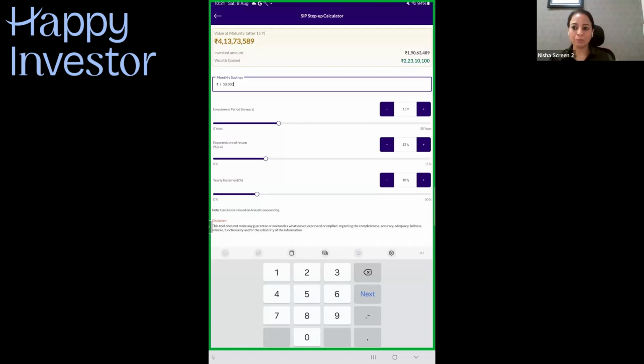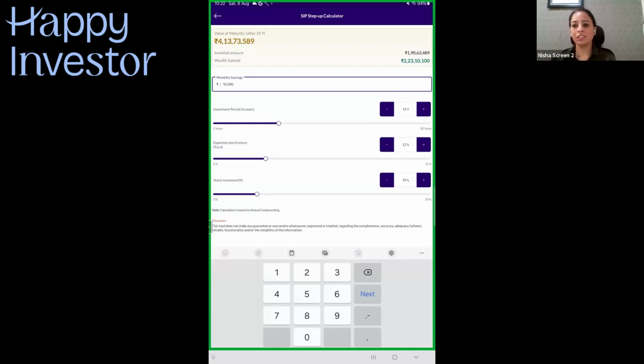So can you see the difference, that the value at maturity has just doubled in case of the step-up SIP? In the regular SIP, the corpus that we were generating for the same period was approximately 2.37 CR, whereas in the step-up SIP, the value at maturity after the same period is 4.13 CR. So that's the difference. Since you are investing a little more every year, your investment amount is higher. It also takes more time to produce the compounding.